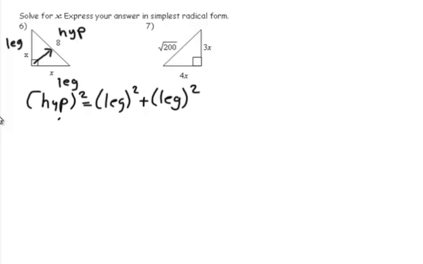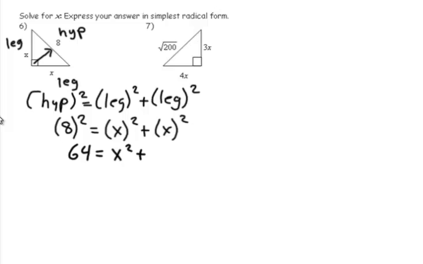So we have 8 squared equals x squared plus x squared. So 8 squared is 64 equals x squared plus x squared. Well, the question becomes, can we combine those together? Can we add like terms? Well, they both have an x and they're both raised to the second power. Now we want to remember there's a kind of invisible coefficient of 1 in front of those. So when we add those together, we get 64 equals 2x squared.